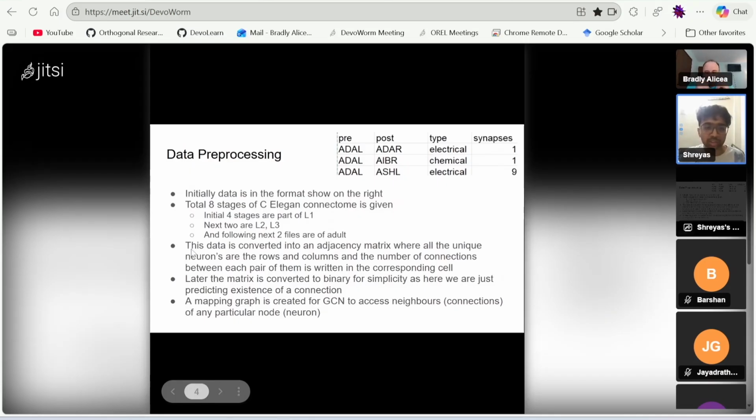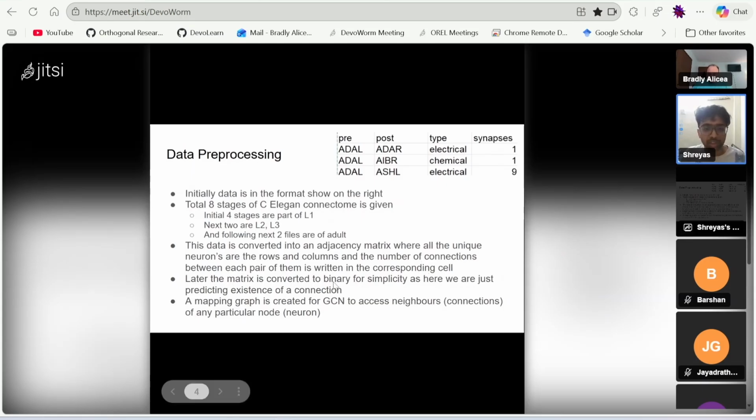And then this data is converted into an adjacency matrix. So what is an adjacency matrix? It's basically an n cross n matrix. Say I have 225 neurons. In each cell is written whether the neuron is connected to a particular neuron, and what the strength is. Say it has 5 connections between those. So basically the adjacency matrix is created where all the unique neurons are the rows and columns, and the number of connections between each pair is written in the corresponding cell.